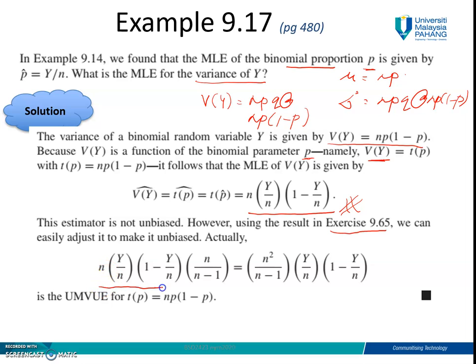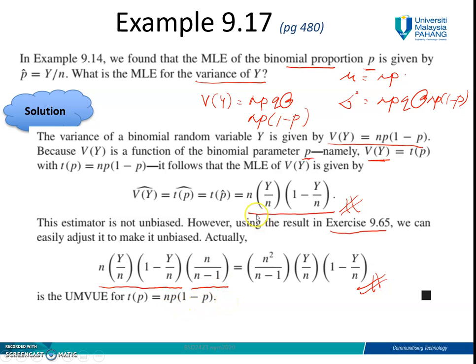We have this one, then we multiply with n over n minus 1, and when you simplify, you will get n squared over n minus 1 times Y over n times 1 minus Y over n. So this one, you can check later. In the next video you will learn how to check whether this is biased or unbiased. Basically, from the previous video, I've done a few examples as well to check whether this is biased or unbiased. So this one will give you the minimum variance unbiased estimator for t(p) equal to np(1 minus p).